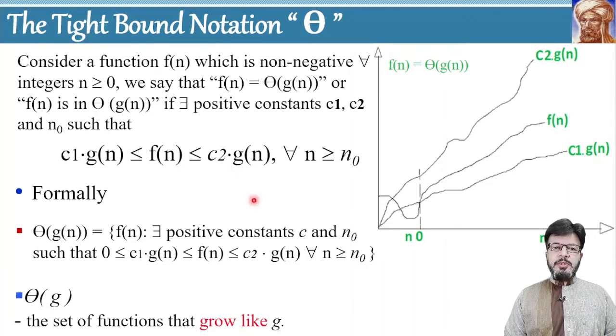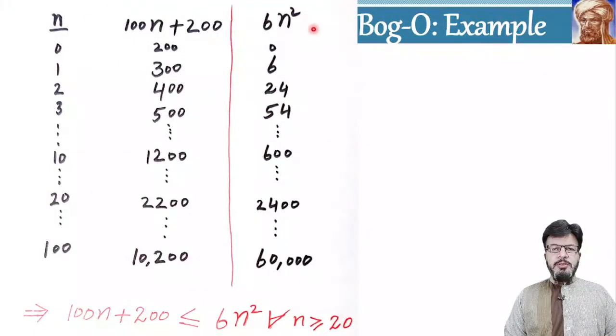Now let's look at a few examples. These two functions have already been discussed when we were talking about the growth rates. As we have seen, the growth rate of this function is greater than the growth rate of this function, and g of n dominates f of n when the value of n is greater than or equal to 20. So we can write that f of n is less than or equal to g of n for all n greater than or equal to 20.